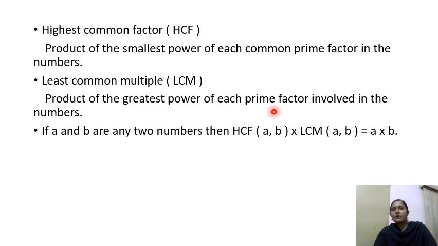And one more result is there: if A and B are any two numbers, then HCF of A and B multiplied by LCM of A and B will be equal to A into B. That means HCF into LCM is equal to the product of the numbers. The HCF of any two numbers multiplied by its LCM will be equal to the product of the numbers.